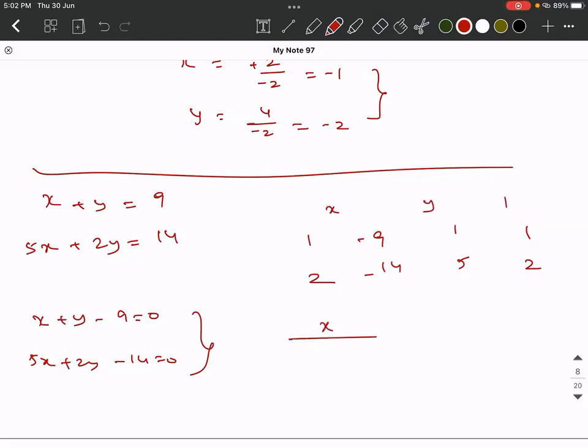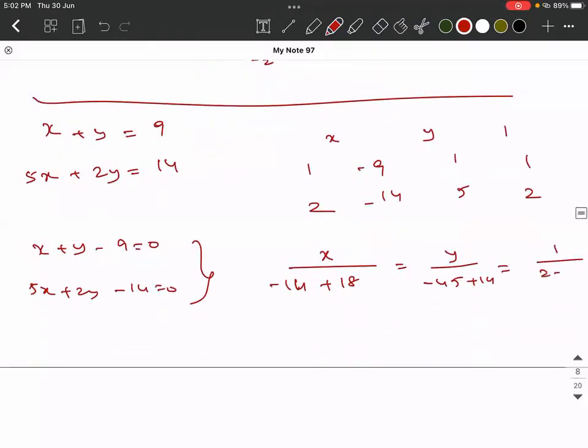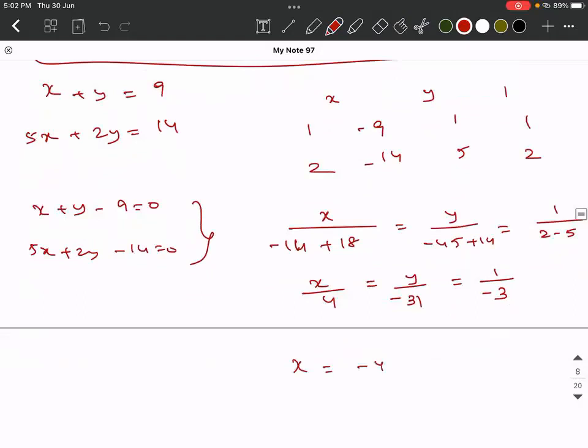So x divided by -14 plus 18 is equal to y divided by -45 plus 14 is equal to 1 divided by 2 minus of -8. You have to subtract now. So what is the answer? X divided by 4 is equal to y divided by -31 is equal to 1 divided by -3. So x will be equal to -4 by 3, y will be equal to 31 by 3. This is the answer you got.